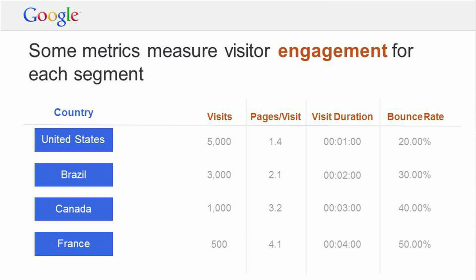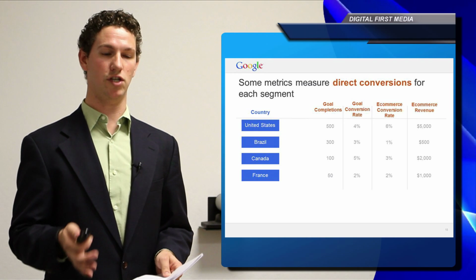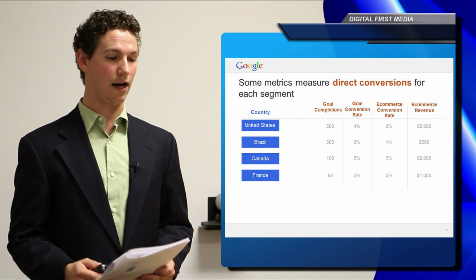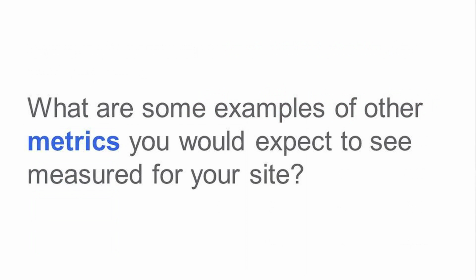Furthermore, we can take this exact same segment of geo and look at direct conversions. Things like goal completions, goal completion rates, e-commerce conversion rate, and e-commerce revenue give us a clear picture on how users from different countries are converting with our website. So using this example, we were to see both engagement and conversions.